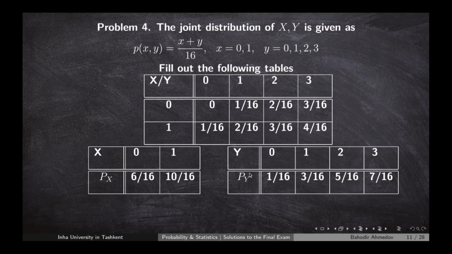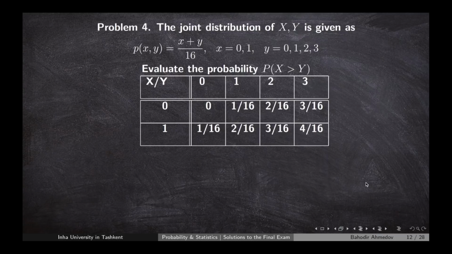So the second problem is we need to evaluate the probability that x is more than y. In a discrete case, I need to go through all the cases where the x value is more than y. Fortunately for us, there is only one case when x is more than y. That is when x is equal to 1 and y is equal to 0. So I need to look up the value of this probability. This is going to be 1 over 36. This is when x is equal to 1 and y is equal to 0.